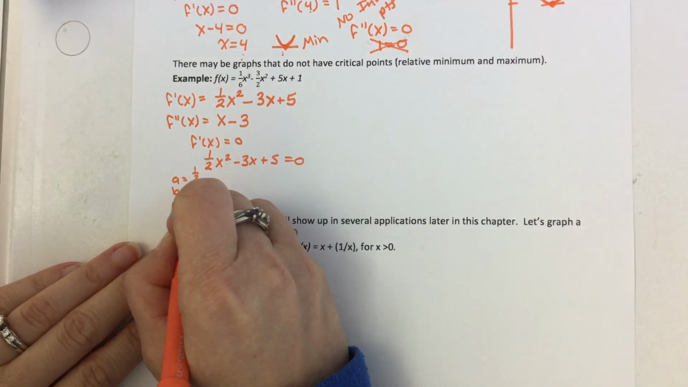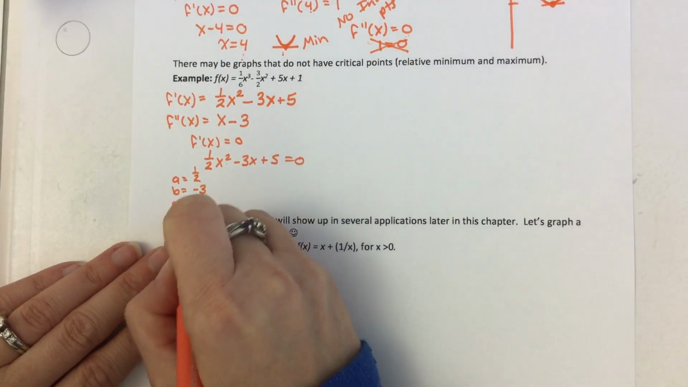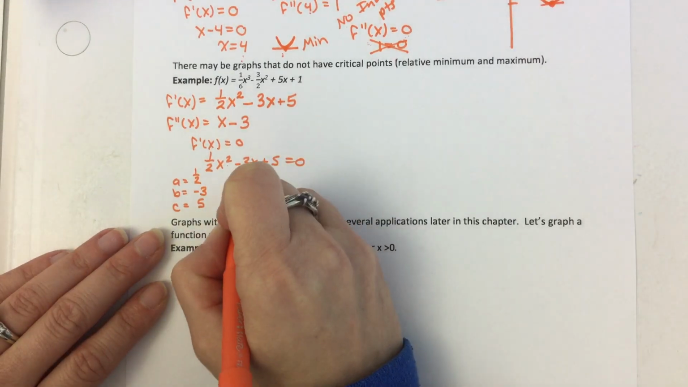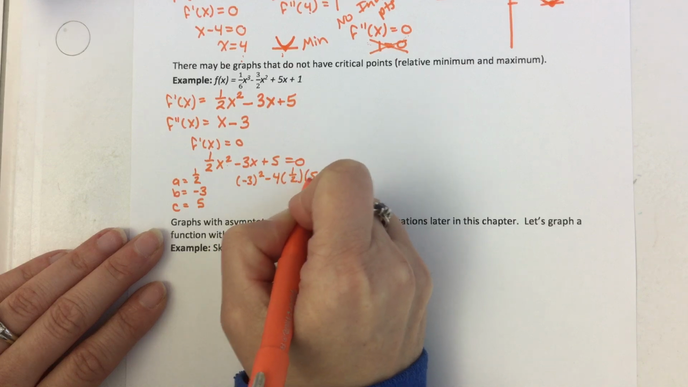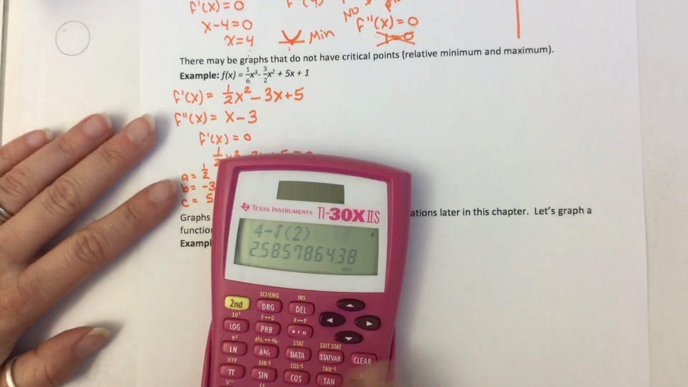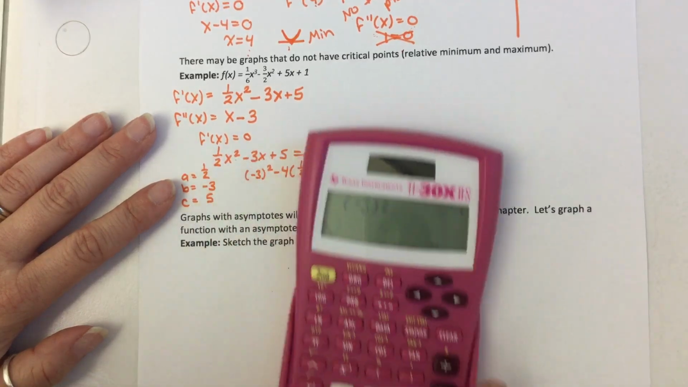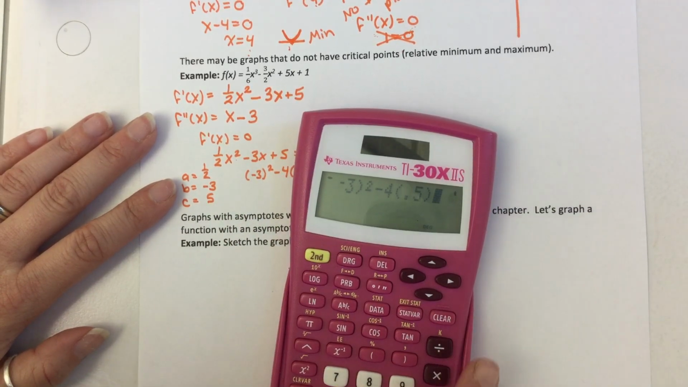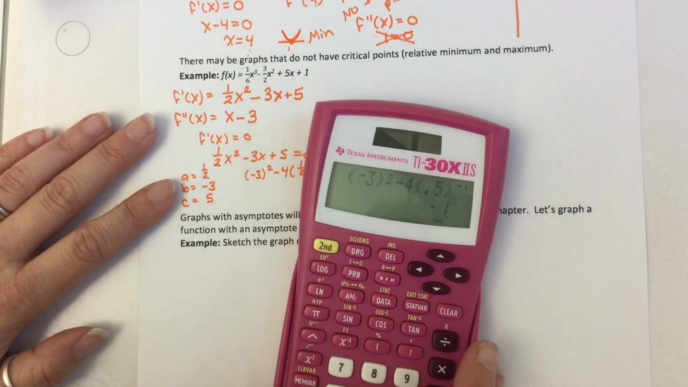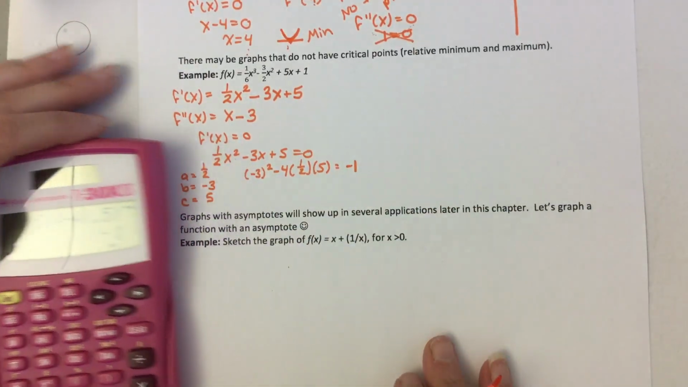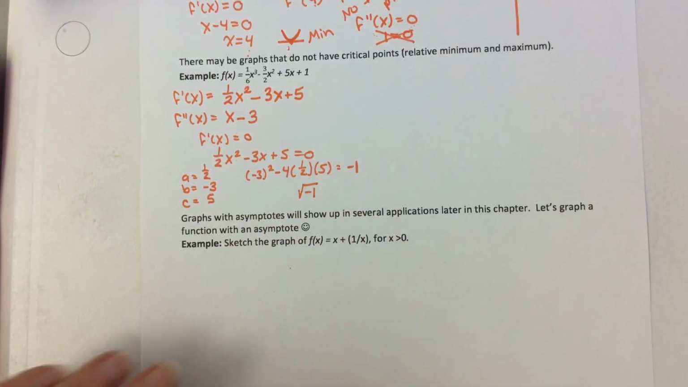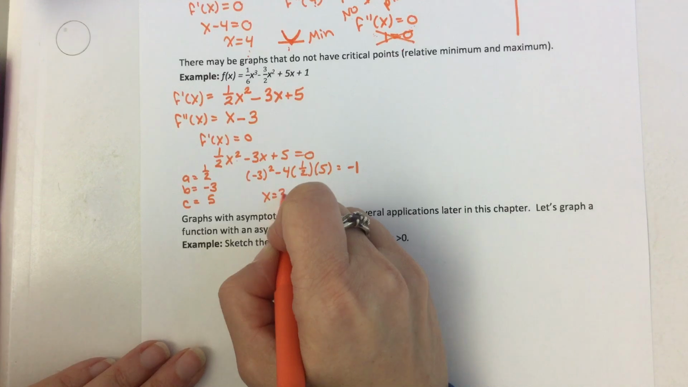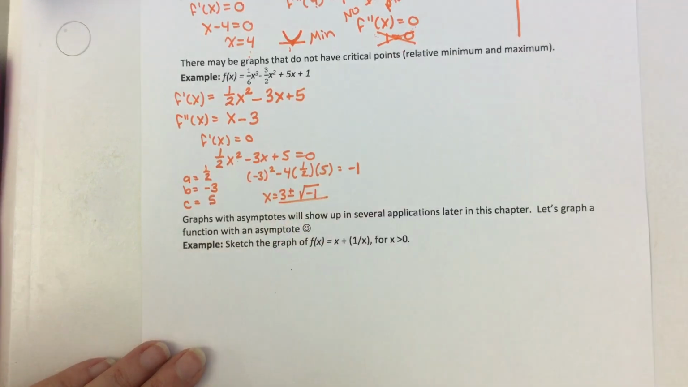A would be 1/2, B would be -3, C would be 5. If I go b squared minus 4 times a times c, let's calculate the discriminant: negative 3 squared minus 4 times 1/2 times 5. I get negative 1. So whatever you get here, that's what goes underneath the radical. Within the quadratic formula, I would have x equals negative b, so it'd be 3 plus or minus the square root of negative 1, all over 1.